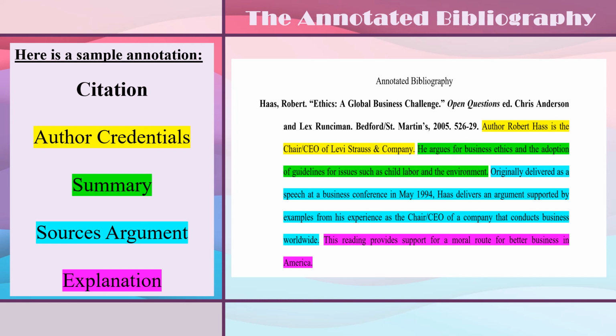Immediately following my citation, I have one sentence where I give the author's credentials. My next sentence is a summary of what this particular article was about. Following that, I have an explanation of what this source's argument was. And then finally, I give my explanation for why this particular source was used in my paper.